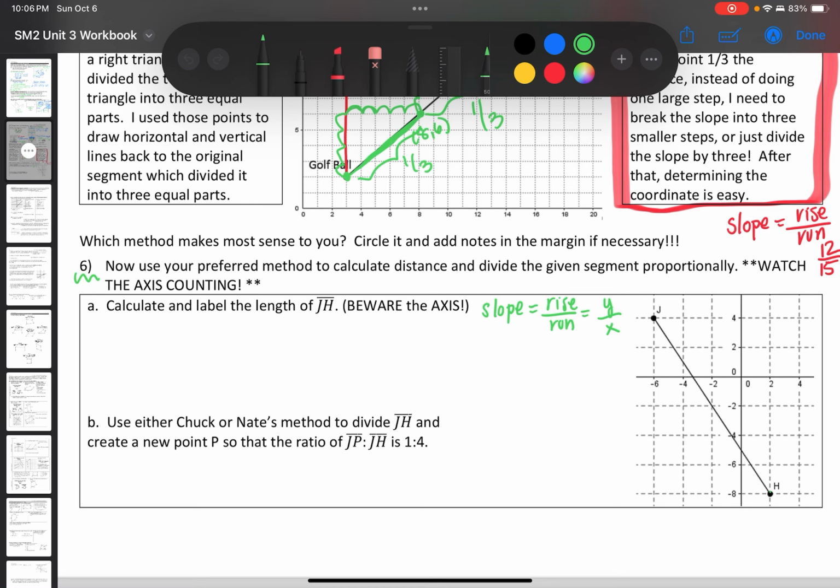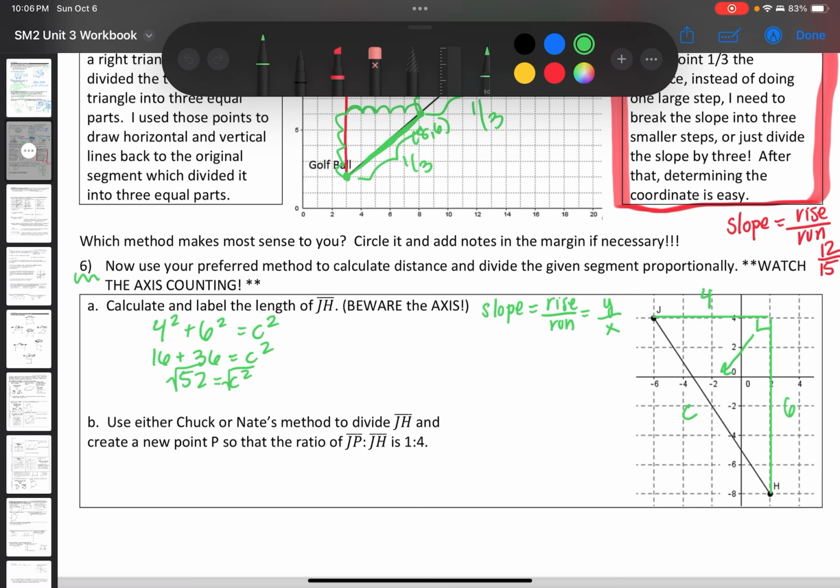For JH, we can use the Pythagorean theorem. It looks like we rise 6 from H, and then run 4. Here's our 90-degree angle. We need to find the distance between J and H, which is our c, our hypotenuse. Using the Pythagorean theorem, 4 squared plus 6 squared equals c squared. Then we have 16 plus 36 equals c squared, so 52 equals c squared. Square root both sides.